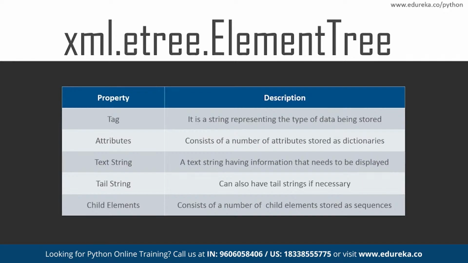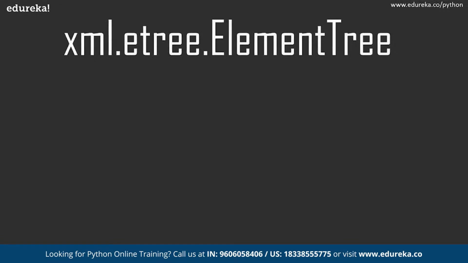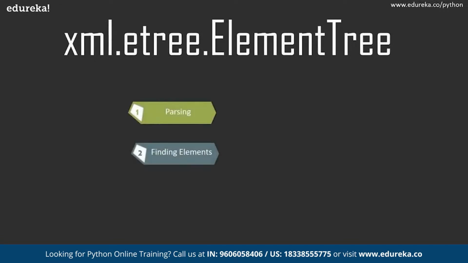And it has the following properties. Basically, each element present in the ElementTree module will consist of a tag that describes the type of data being stored, the attributes which are basically stored as Python dictionaries, a text string consisting of the information that needs to be displayed, a tail string which is optional, and child elements which consist of other specific data. In today's session, we'll be seeing how to use this module for parsing, finding elements, and to modify, that is adding or deleting elements from an XML document.